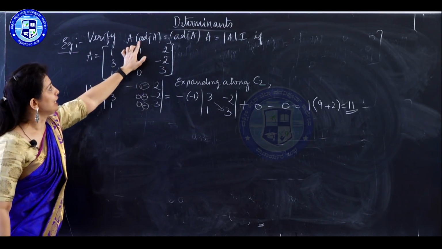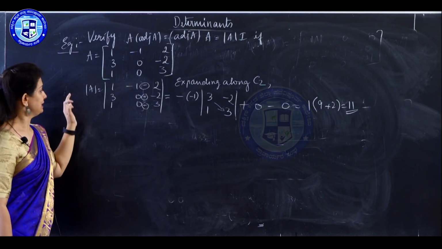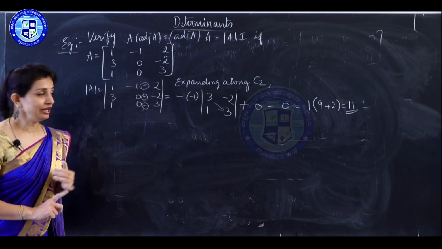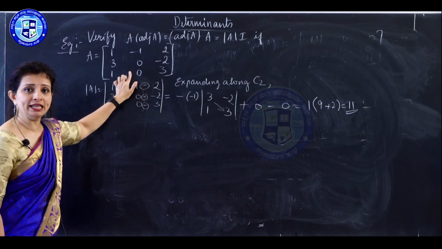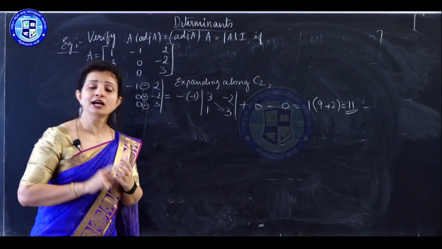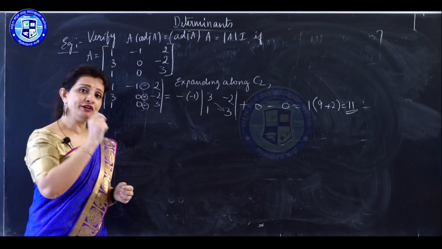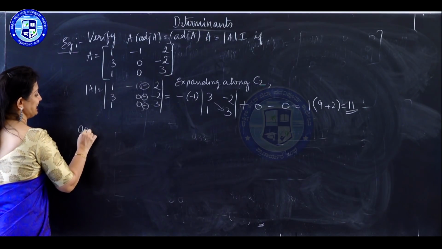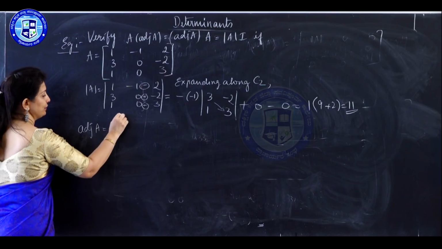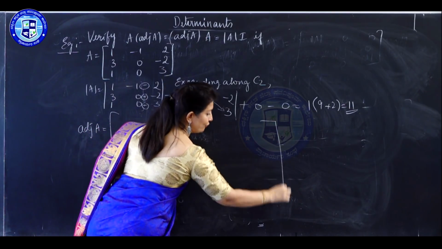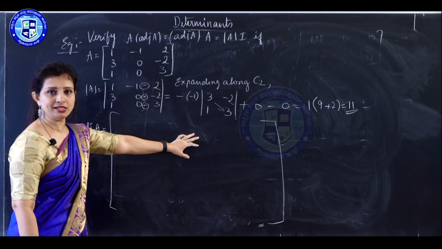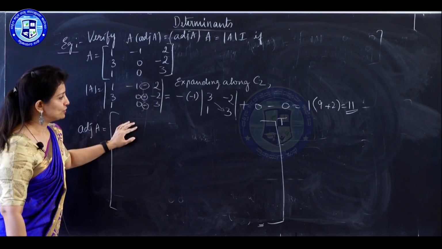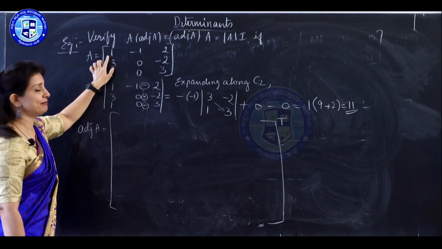Now what is A into adjoint A? We have to find adjoint A. Remember determinant A we got 11. What is adjoint A? You know, if a given square matrix is of order 3, adjoint A is a transpose of a cofactor matrix. So you need to find the cofactor of each element. We can even find the cofactor directly. Here we are going to get the cofactor of each element directly and get the transpose, you will have adjoint. So find the cofactor of each element, students.